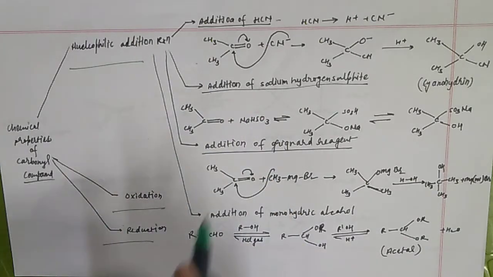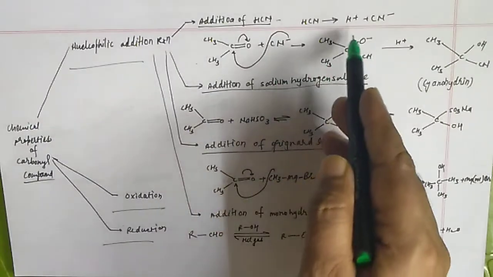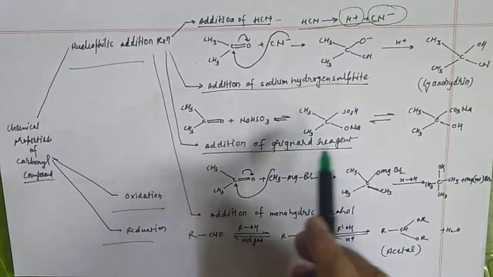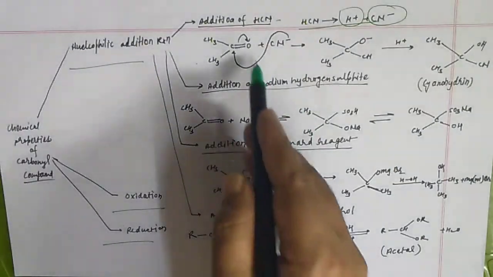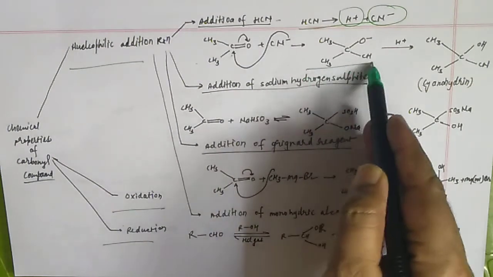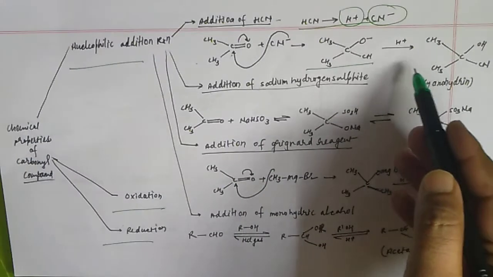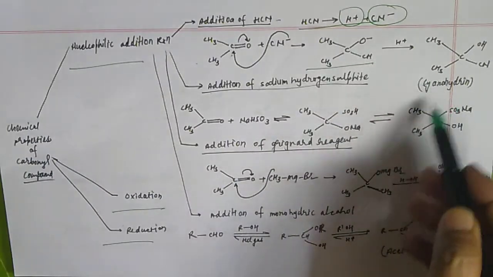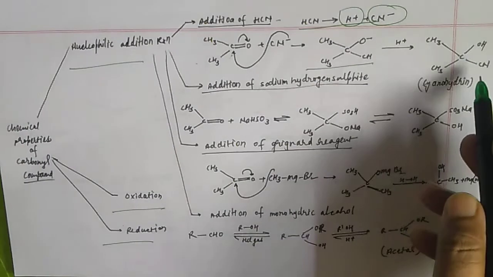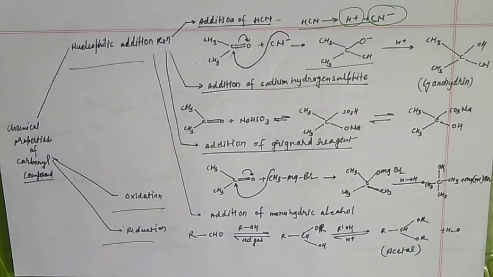Firstly, nucleophilic addition of HCN. So what is HCN? If you ionize HCN, it will give the CN minus ion and H plus ion. So what will the CN minus ion do? It will attack the carbonyl carbon, the electropositive position, which results in the formation of an intermediate, which on absorption of a proton will give the cyanohydrin. In cyanohydrin, the OH group and CN group are both there. So that is the name, cyanohydrin.